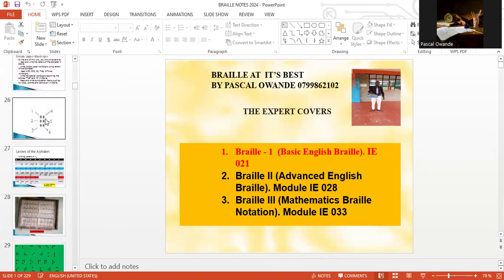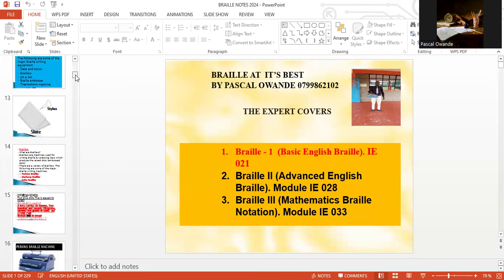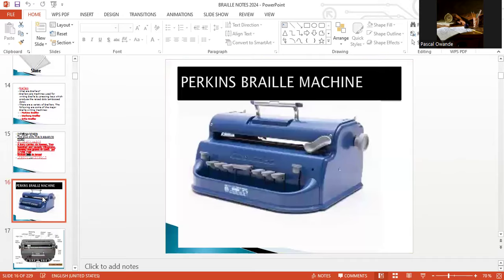If you can remember very well, we said that we are using the Perkins Braille machine. This is the most recommended one that we find in most of our learning institutions. You go to institutions like Thika School for the Blind, or the Kenya Institute of Special Education. This is the recommended machine. It's used by students with LD who are visually impaired or blind. It's also used by students taking inclusive education who are sighted.